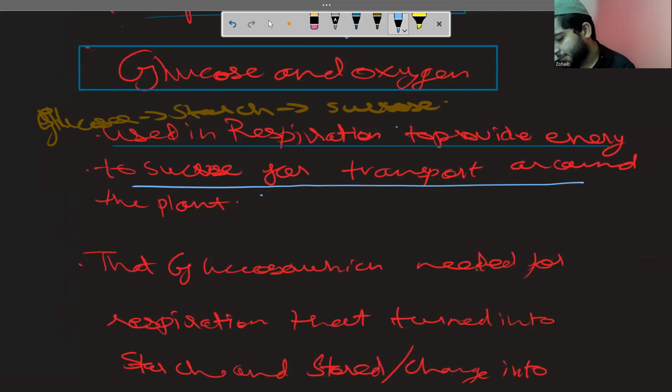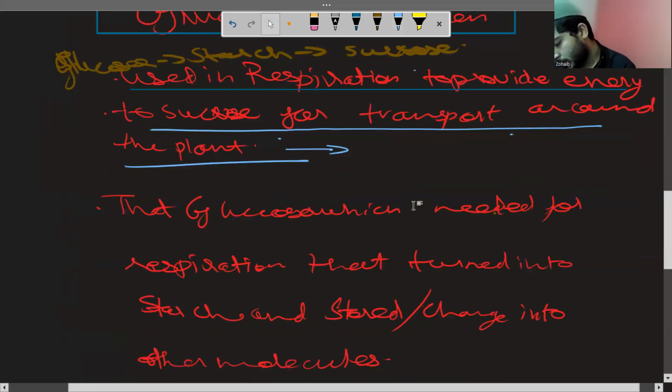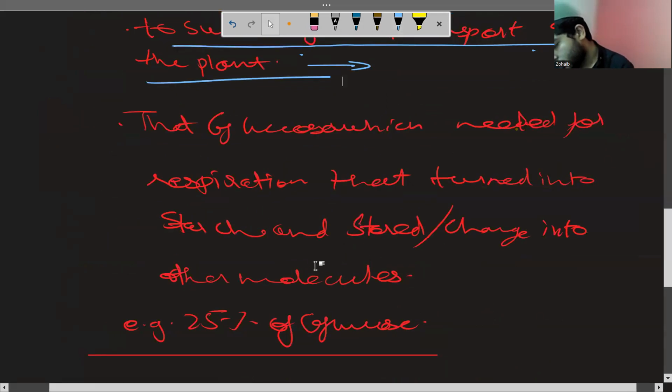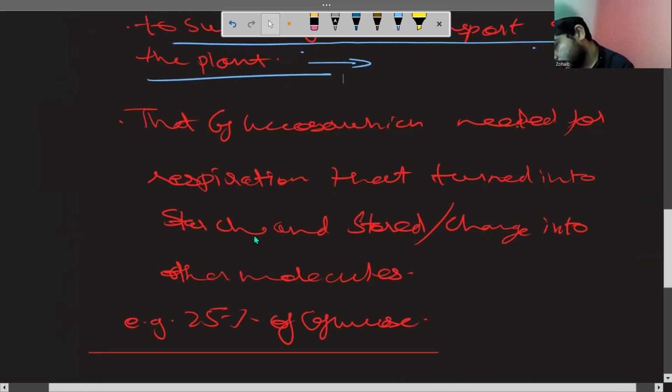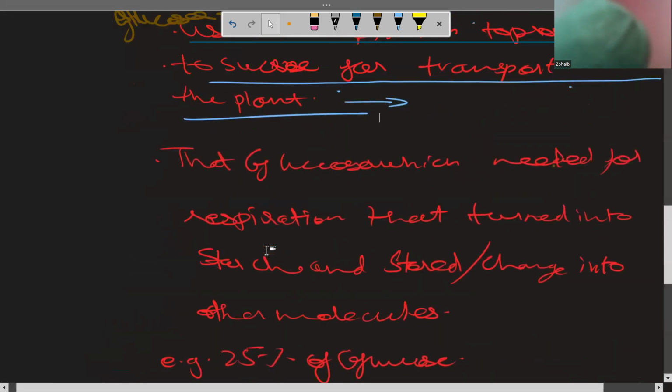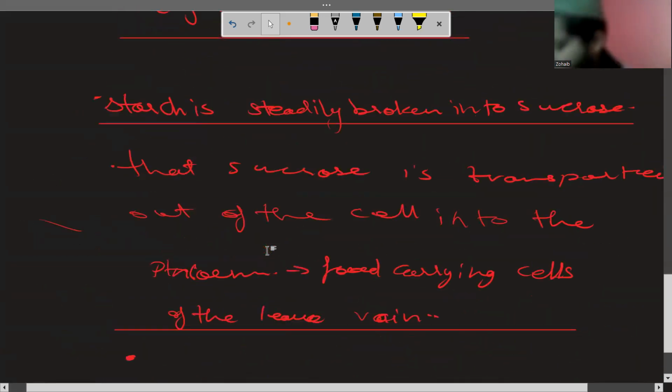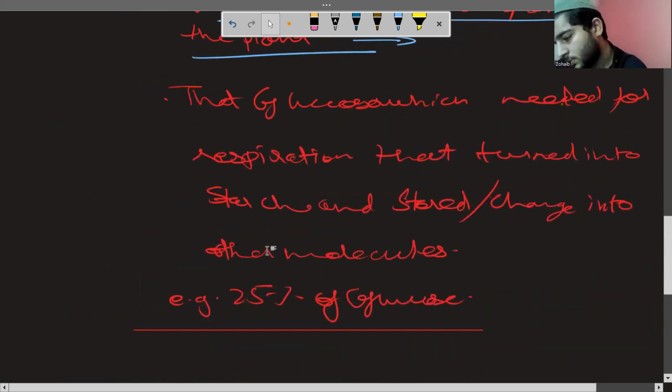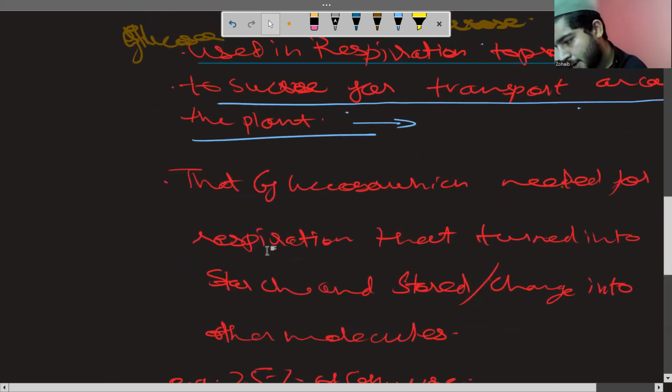Then the sucrose is transported around the plant. The glucose which is not needed in respiration, the excess glucose, is turned into starch and stored, or changed into other molecules. So it is stored into other molecules when the glucose is in excess.